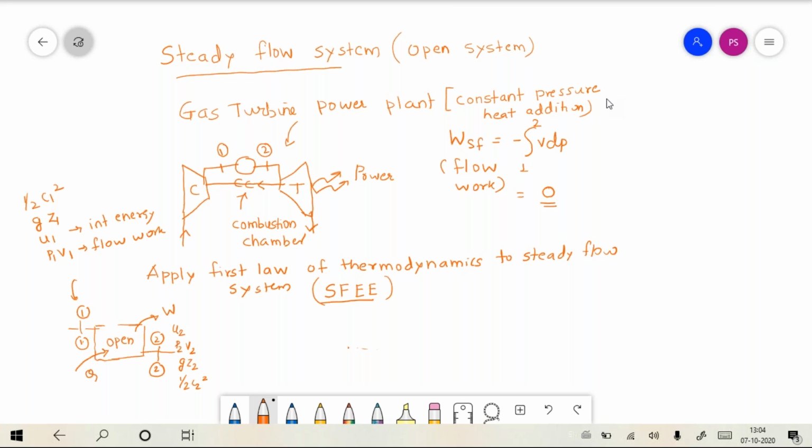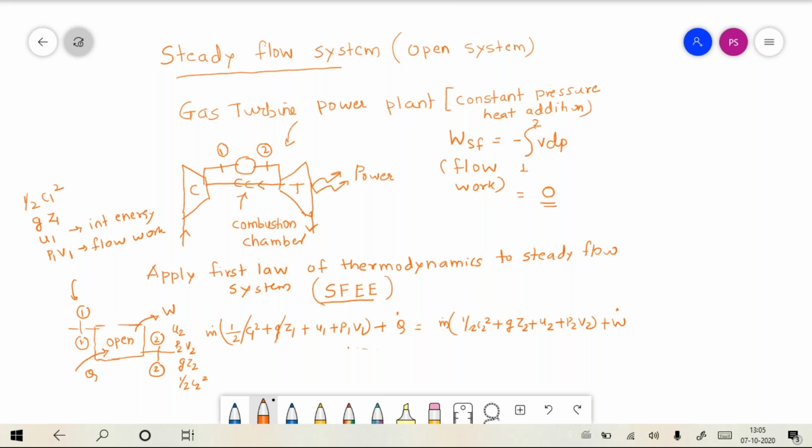And then the steady flow energy equation, if you remember, we had written it like this: m dot into half C1 square plus g Z1 plus U1 plus P1 V1, plus the heat transfer Q dot, equals m dot into half C2 square plus g Z2 plus U2 plus P2 V2, plus W dot. I'm writing it in rate form, you can also write it in per kg form. So this is the steady flow energy equation.